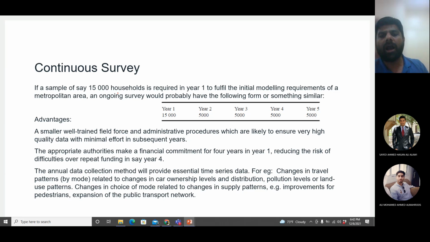Okay, so you can see how the people are changing their mode because of changes in car ownership, because of pollution levels, because of land use patterns. Or how the mode choice is changing because of improvement in pedestrian facilities, improvement of public transport. These things can only be seen if I have data for multiple times. So this year the transportation network was not good. Next year they made it better, so I have the data for this year and the next year. I can compare, and I can know if there was a change in the mode choice of the people because of bus network improvement or not.